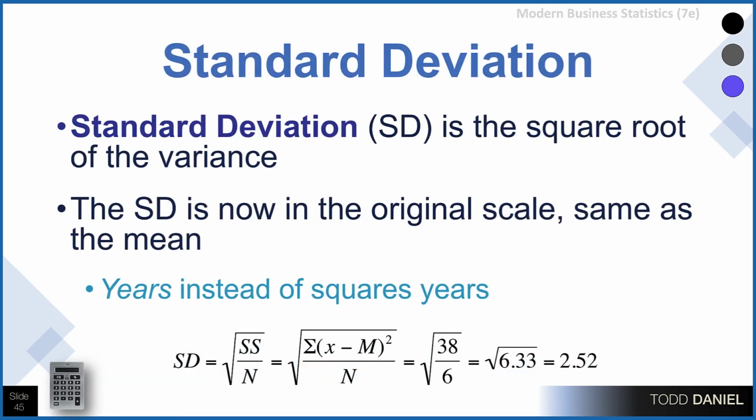Well, it's pretty simple. We're going to use the square root. This is called the standard deviation. It is the square root of the variance. This will put our measure of variability back into the original scale. It will be in the same scale as the mean. So we will talk about an average of 12 years and a standard deviation of 3.2 years. Not squared years. Everything is in the same units of measurement.